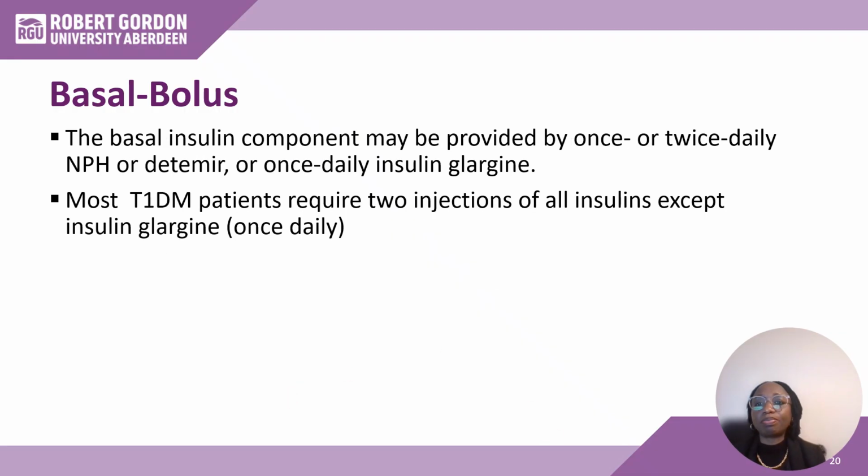So the basal component options include a once or twice daily NPH, twice daily detemir, or a once daily insulin glargine, the long-acting one. Most patients with type 1 diabetes will need more than one basal injection per day, with the exception of those using glargine, and there's also other newer products in the market that are long-acting.